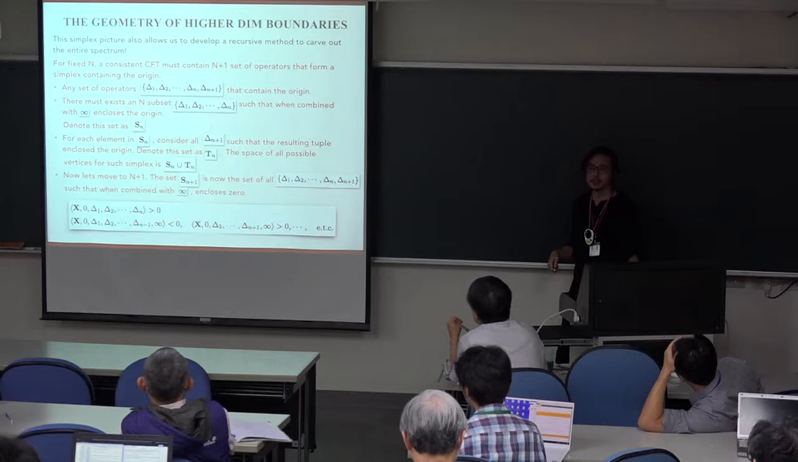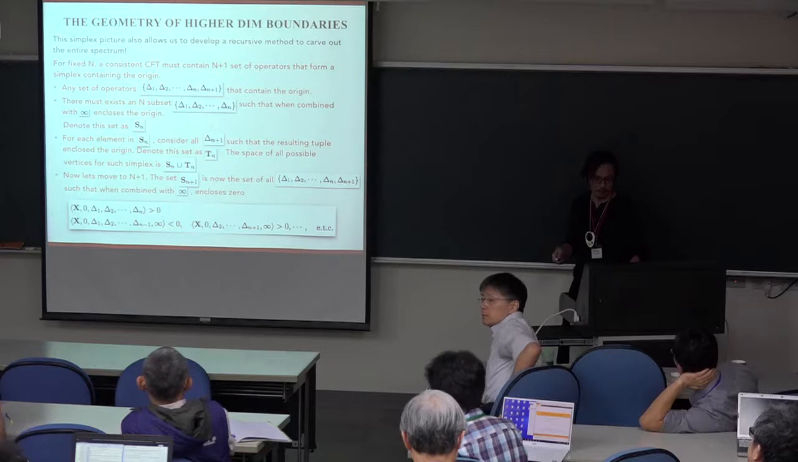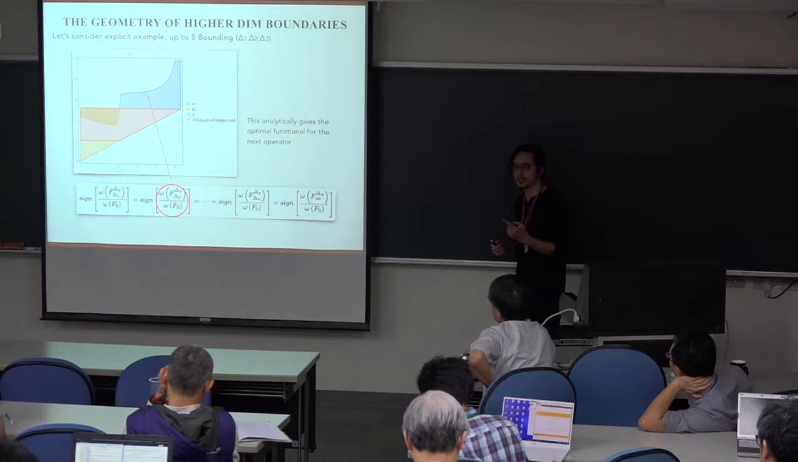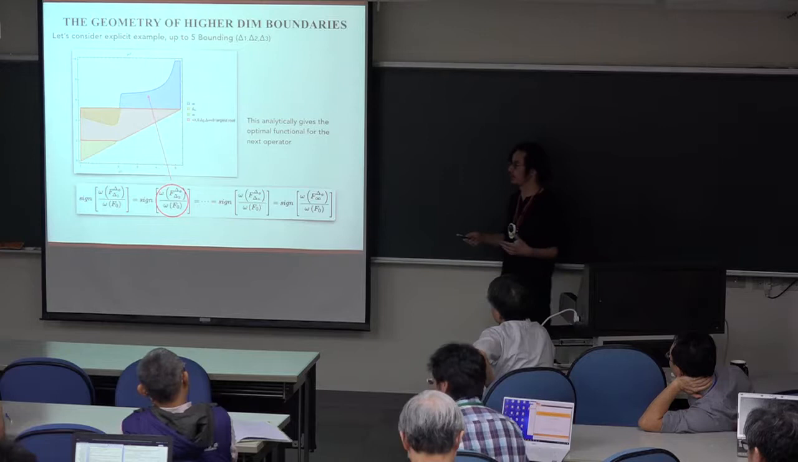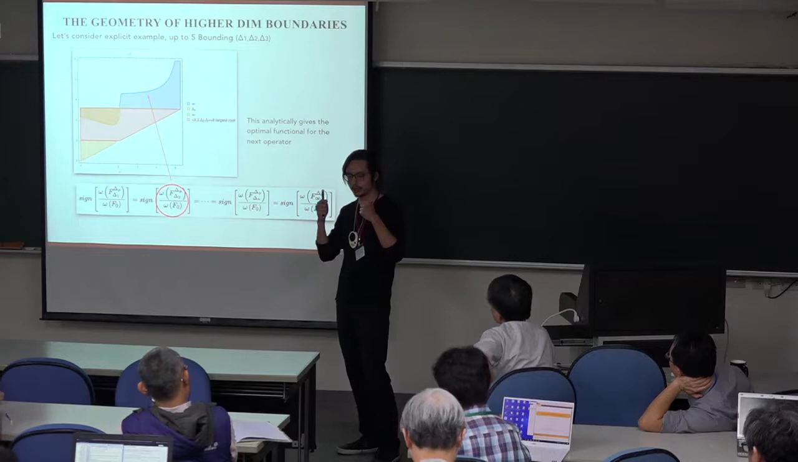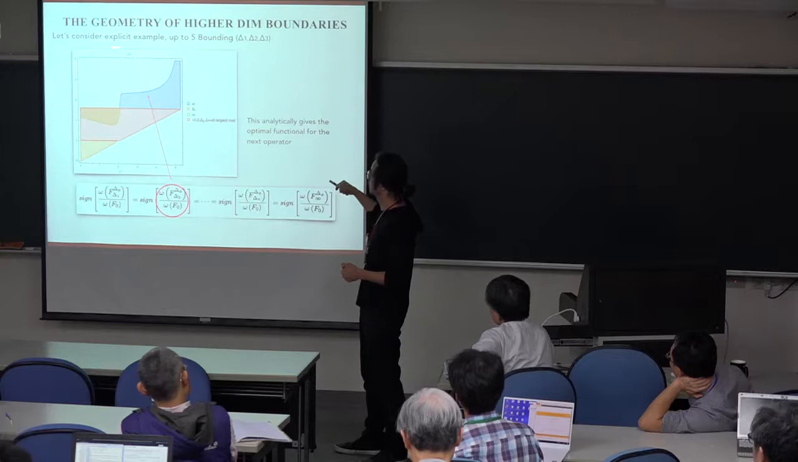So let me tell you a little bit how far you can push this. The same analysis is not only giving you information about the first operator, it's actually giving you information about the entire spectrum, because you can apply this iteratively. For example, you can use the same analysis of the requirement that you need to have a simplex to enclose the origin. Here is a bound on delta 1 and delta 2, even just at the 5 derivative order. So this is a delta 2 bound.